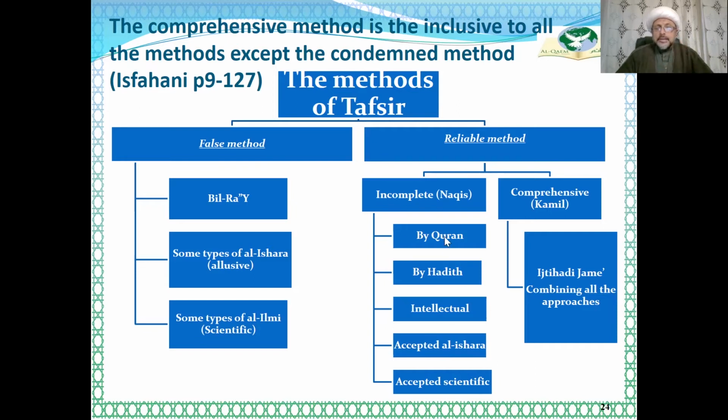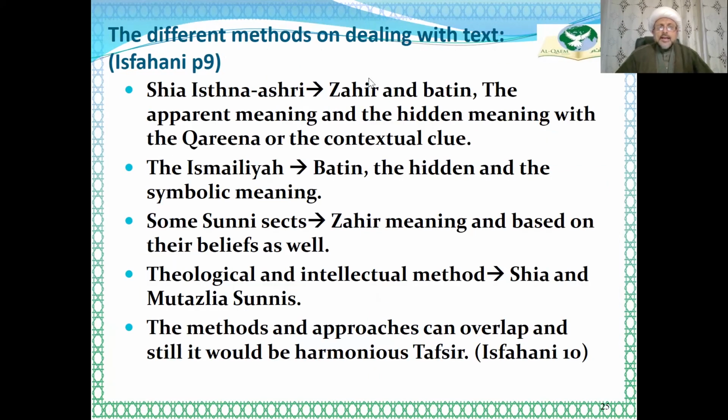So this is incomplete. Why? You can use either Quran, or this. But if you use all of these, then it is considered comprehensive, kamil, complete. Why? Because you use every single method in the tafsir. And that is called tafsir ijtihadi jami', complete, integrated, holistic, combining all the approaches.